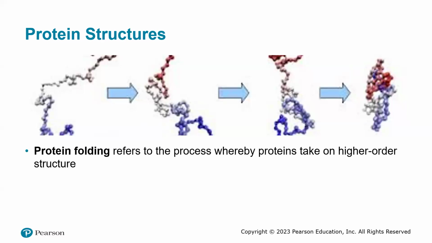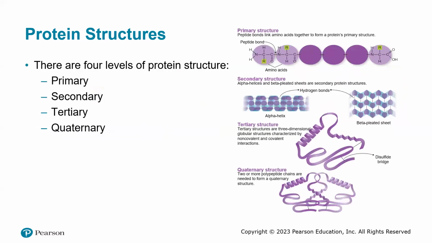Now, once a protein is made and you've got all the sequence of amino acids, they are going to fold into these different structures. And so we're going to talk a little bit about the differences between the levels of protein structure. We've got a primary, secondary, tertiary, and quaternary structure.